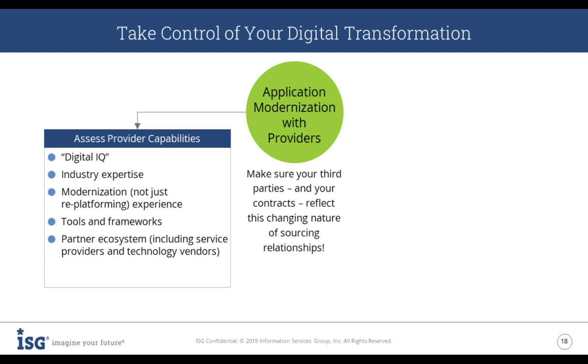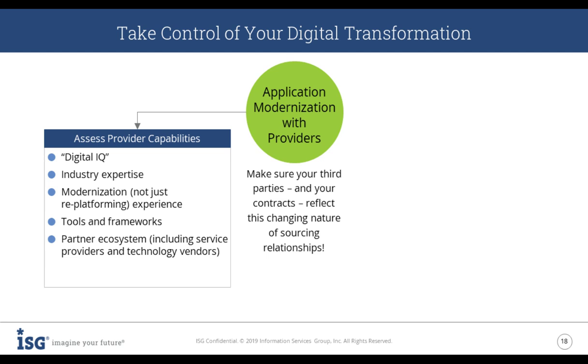Next, you need to evaluate a provider's digital IQ. And really what I mean here is it's a combination of all the things you see on this list below. So for example, does the provider know your business and your industry? This is critical because successful application modernization creates a linkage between the legacy application and the business. So modernization is not just about changing the underlying technology. It's about making sure that the technology platform you choose supports the new business models your company may have already or may be developing in the future.